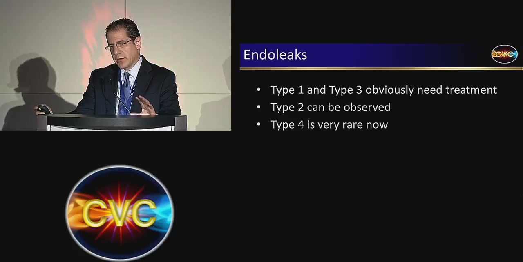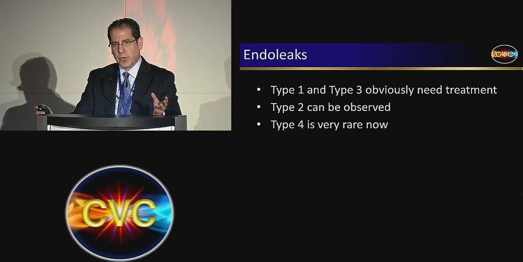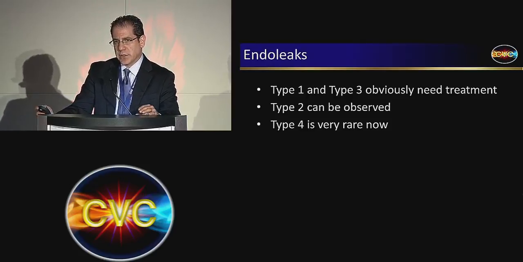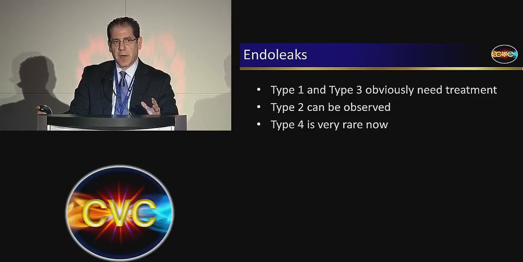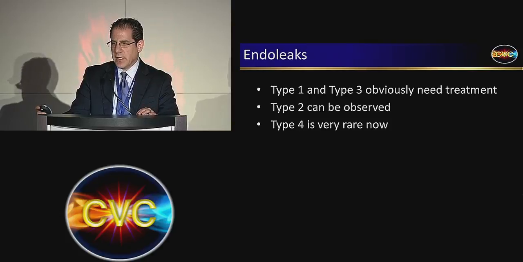So when you look at endoleaks, I think it's pretty easy to classify what we need to do and think about. Clearly, type 1 and type 3 obviously need treatment. But I put that there with a slight caveat that I think a lot of us, when we trained and in our early experience with EVAR, were taught the adage, never leave the operating room with a type 1 endoleak. And I think many of us have started to learn a little bit when we can leave the operating room with a quote-unquote small type 1 endoleak.